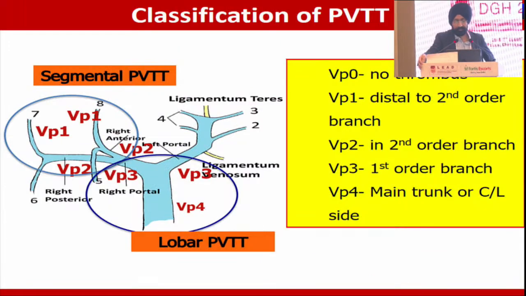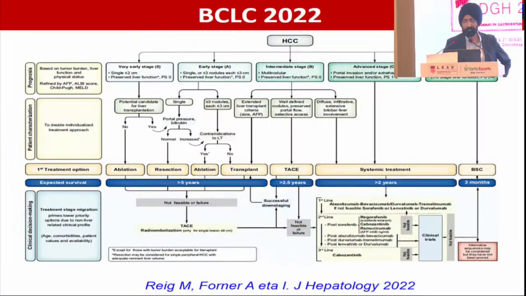Just to get the definitions right so that you and I are thinking of the same thing, VP4 is the tumor thrombosis of the main portal vein, VP3 is the lobar portal vein, and VP2 and 1 are second order and distal to the second order. That's what we are talking about.